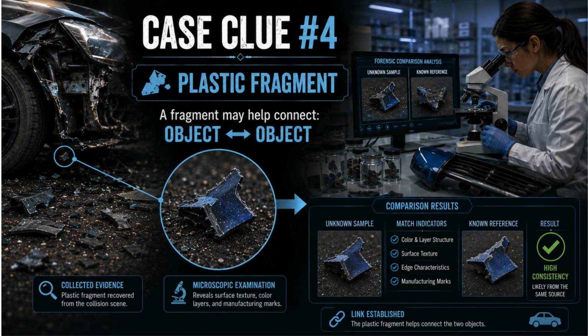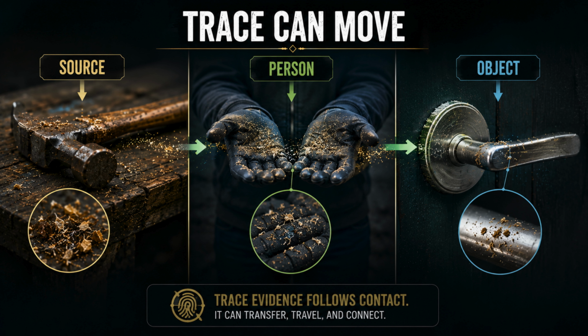This can become particularly valuable when investigators don't have a complete object to work with. Sometimes the crime scene doesn't give investigators a whole piece of evidence, it gives them just a fragment. And forensic science tries to extract as much information as possible from that fragment.